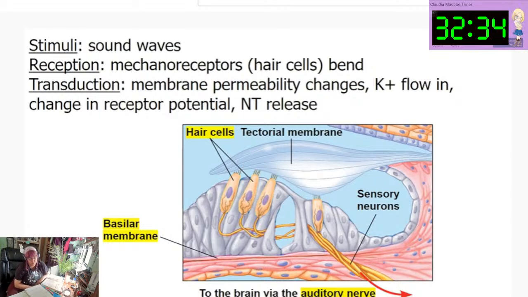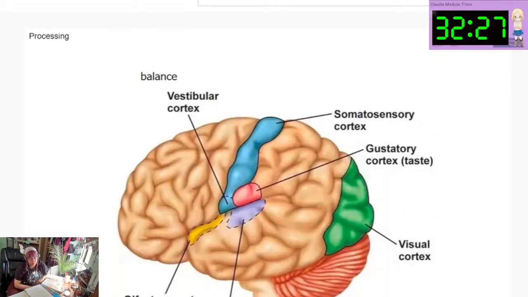So hopefully when you tried it out for yourself, it looked something like this, and hopefully you're noticing that it looks pretty similar to what we saw with taste. And so here we can see that auditory processing happens in the auditory cortex, which is a part of the temporal lobe. So you can pause the lecture now to try and fill out the worksheet if you'd like.